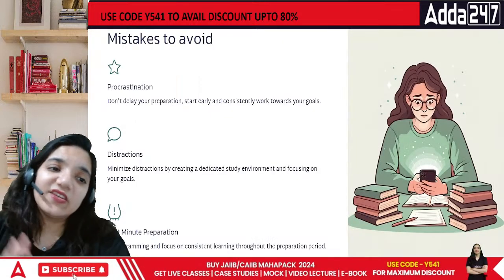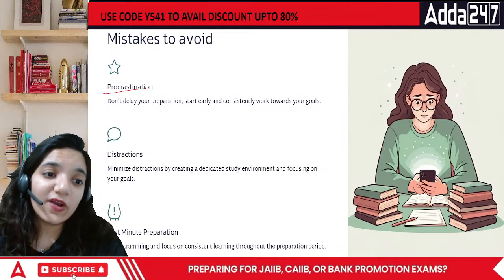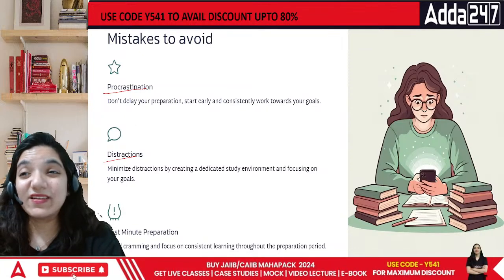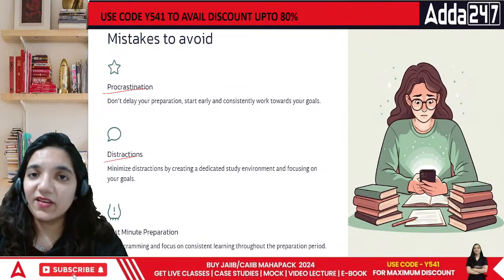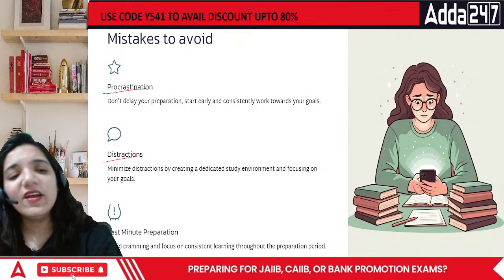Then mistakes that you have to avoid, we have talked about it. Number one is procrastination. Second, I would say, avoid phones. Phones create a lot of problems, because it creates a problem for me as well. When I'm sitting and studying, the phone rings, everything goes down the drain. So keep your phones aside when you are studying.